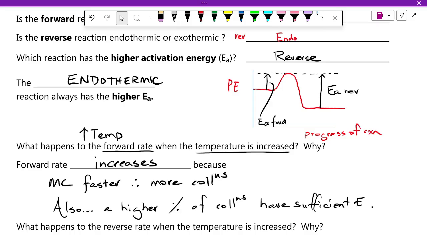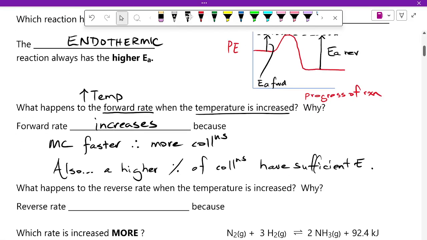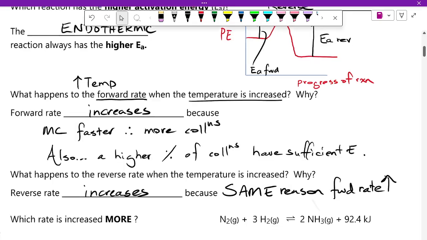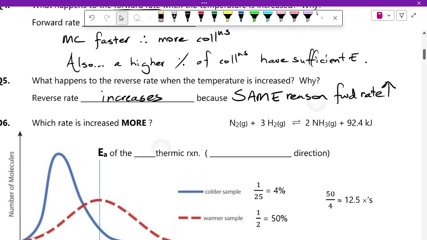Okay, everyone, we're going to vote on this. Does it increase, decrease, or stay the same? It increases. Yes. Why? Same reason the forward rate increases. Now the question becomes, which rate is increased more?